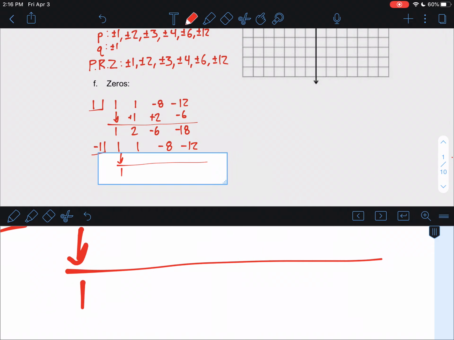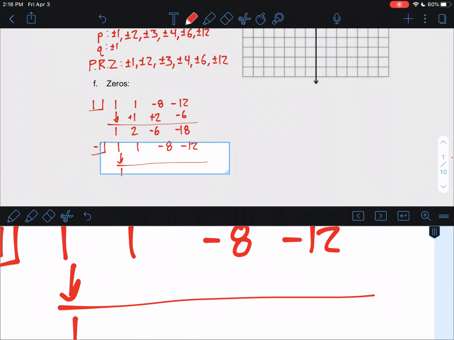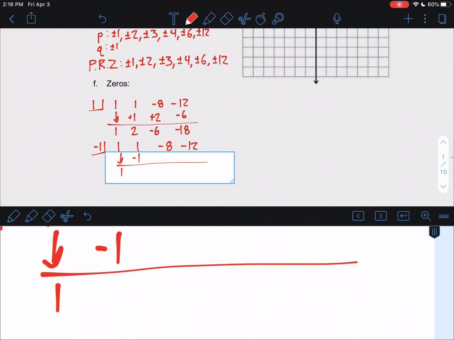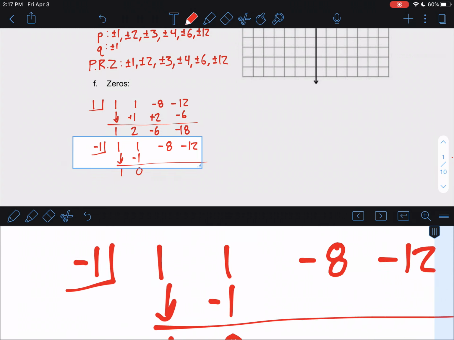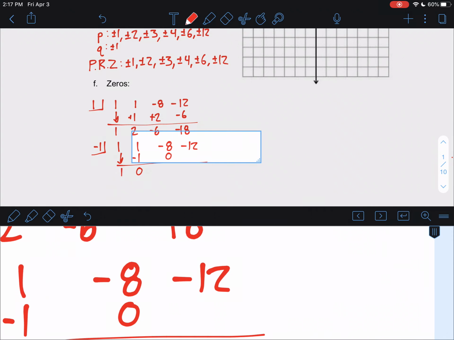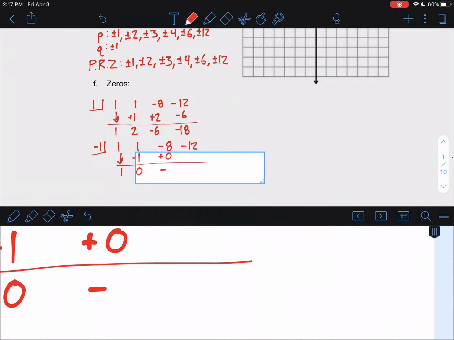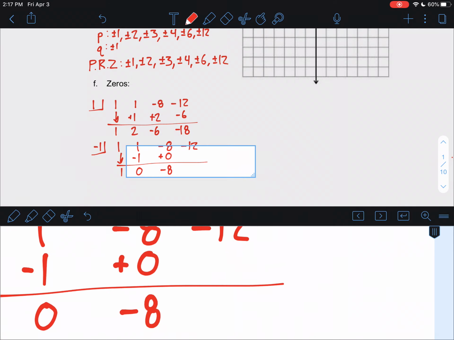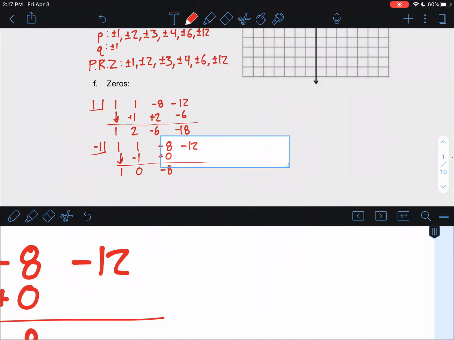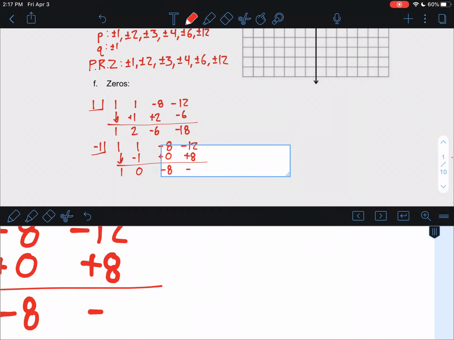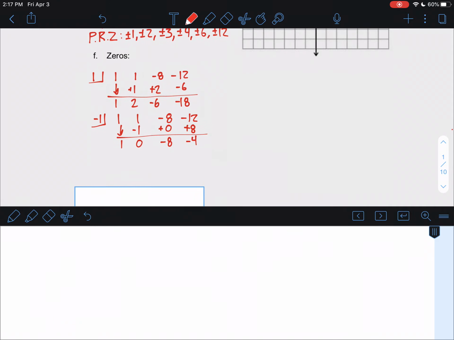Bring down the 1. So negative 1 times 1 is negative 1. 1 minus 1 is 0. Negative 1 times 0 is 0. Negative 8 plus 0 is negative 8. And then negative 1 times negative 8 is positive 8. And negative 12 plus 8 is negative 4. So negative 4, that last number, isn't 0, which means that negative 1 is not a 0.